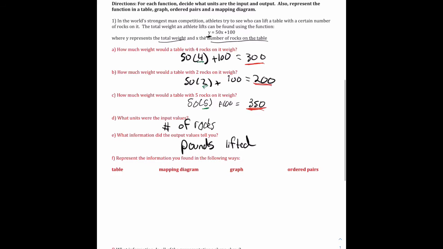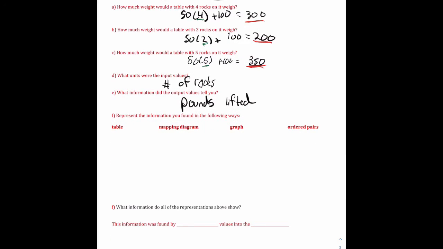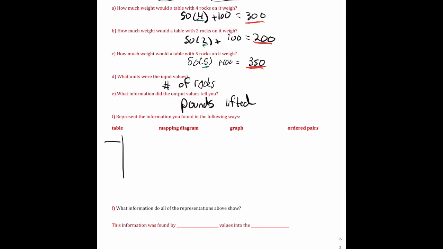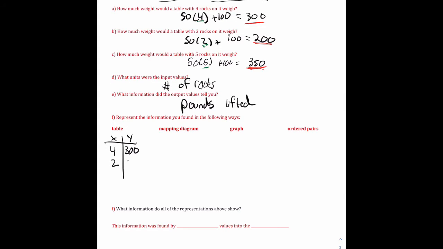Okay, so if you look right here, next question, we're going to represent this information. So we can represent it in a table. X, Y, we know that 4 rocks is 300 pounds with the table included. 2 rocks is 200. And 5 is 350.